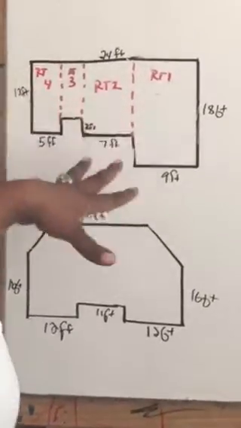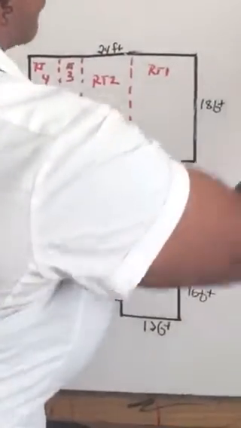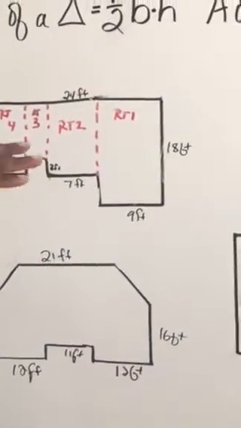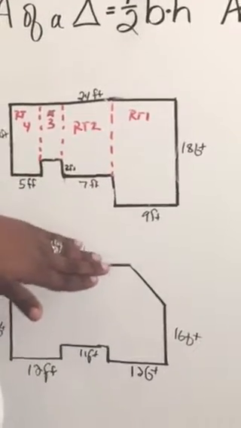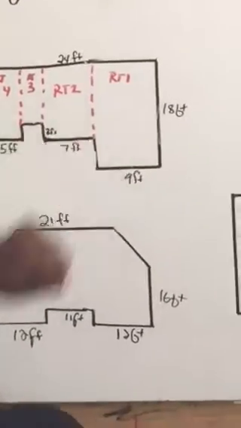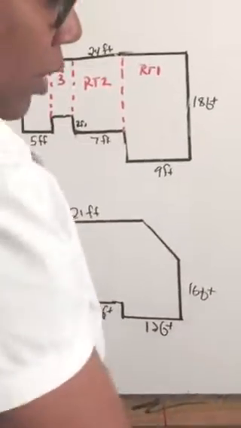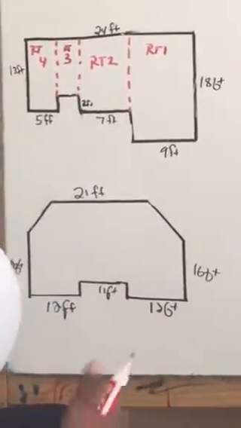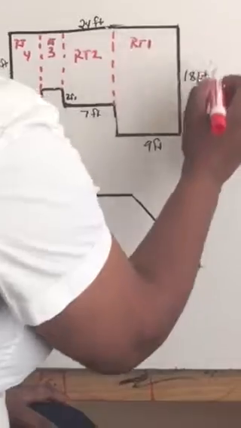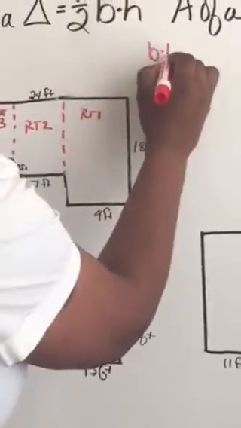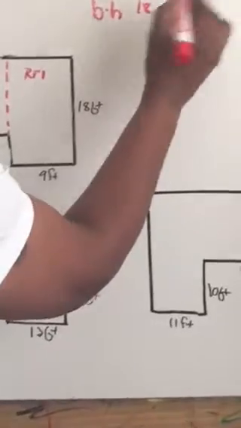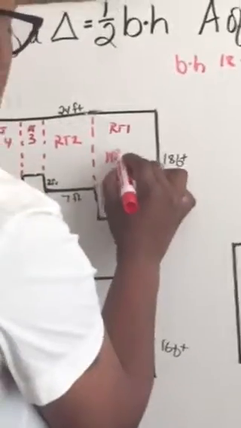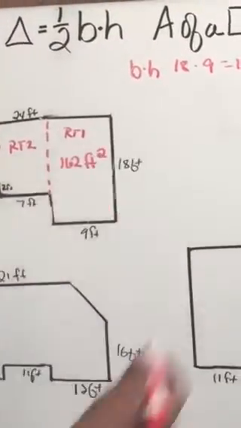So in order to find the area of a rectangle, we will have to do the base times the height. I put length times width. So let's start with our rectangle number 1. We'll do 9 times 18, which is 162, because that will be the base times the height, which is 18 times 9, equaling 162. So our first rectangle is 162 feet square.